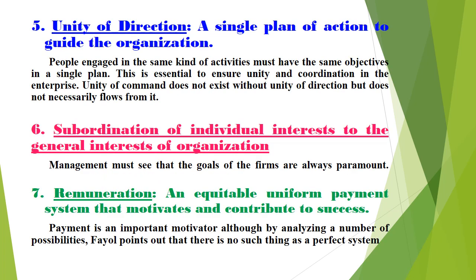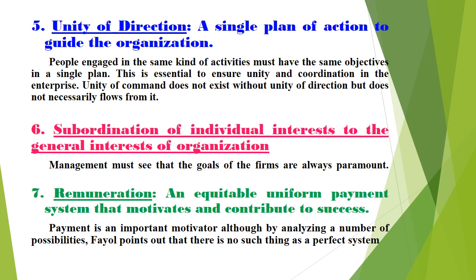Then comes unity of direction. The principle of unity of direction implies that there should be one head and one plan for a group of activities having the same objectives. In other words, we can say that each group of activities having the same objective must have one plan of action and must be under the control of one manager or superior. An organization or a group having different plans and more than one head cannot achieve the desired result. So, there should be one head and one plan for a group of activities having the same objectives.